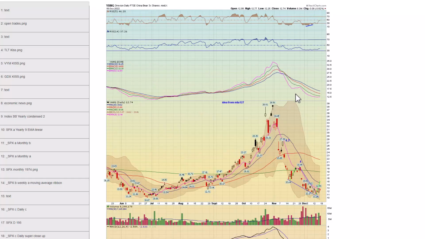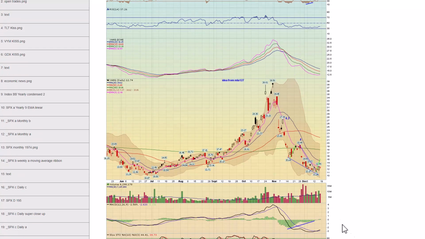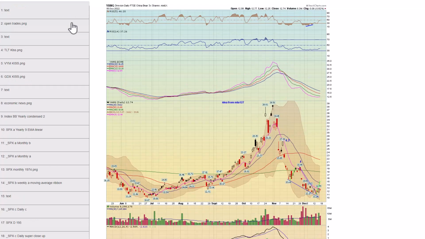Next, chart 84, YANG. That's the triple inverse ETF for China. Someone pointed out it had a falling wedge early last week and it's bounced here. It's got the 9 EMA. It needs to clear here, but if it does, symmetry and everything measures up to around this 15 area.